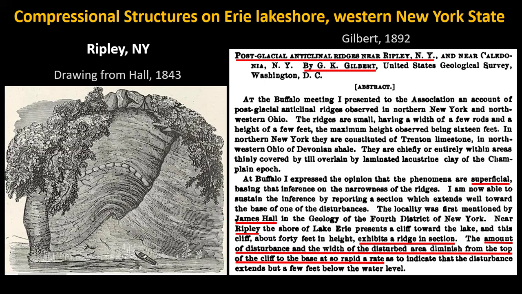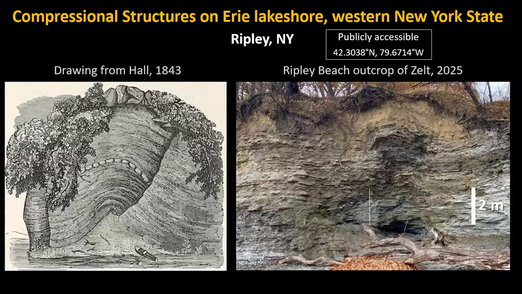He noted that the structure well exposed in cross-section in this lakeshore cliff diminished with depth within the outcrop. This structure convinced Gilbert that the other small post-glacial anticlines formed shallow, or in his words, were superficial, without deep structural roots. Here's what may be the same structure, well exposed in cross-section and publicly accessible at Ripley Beach, New York. The structure has a thrust fault at the bottom with the same vergence as in the 1843 drawing, with a nice fold on top.